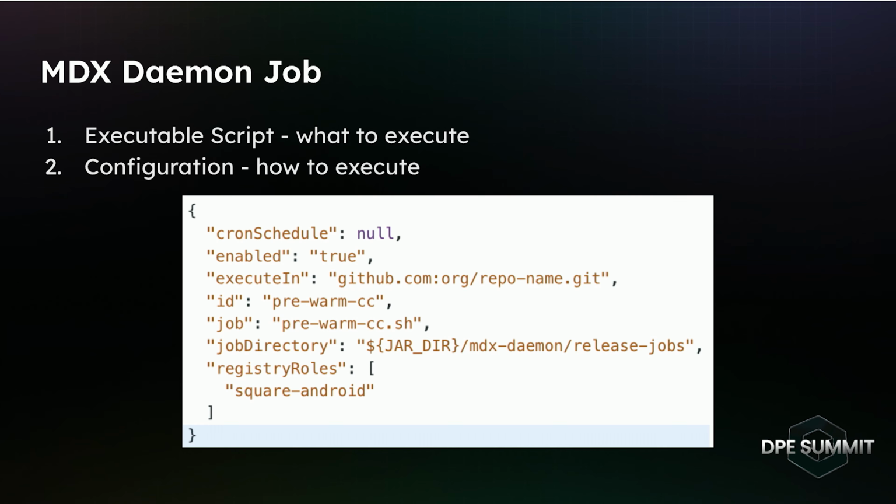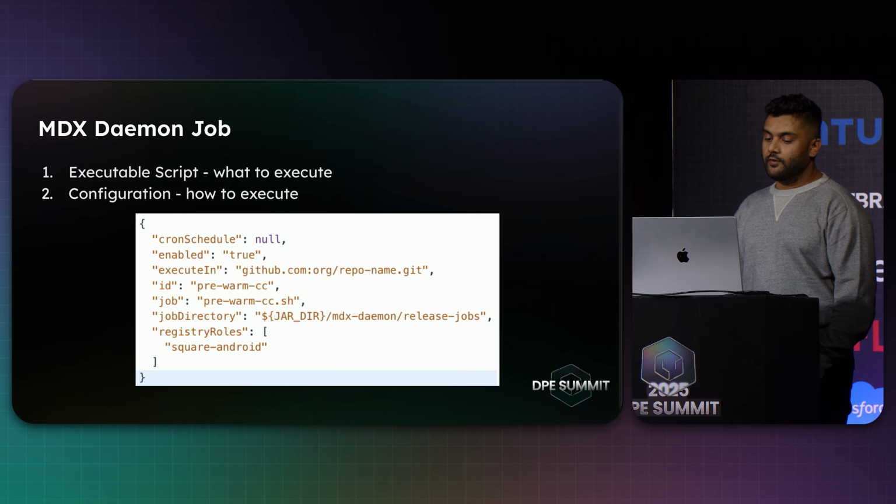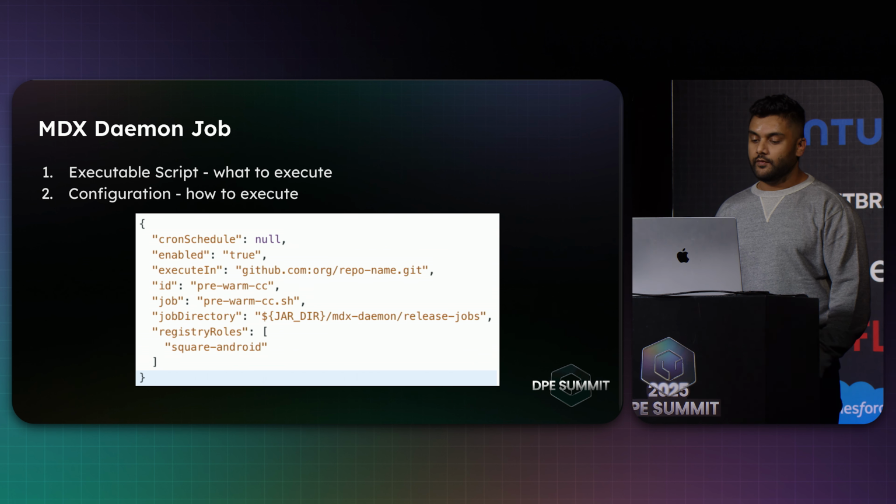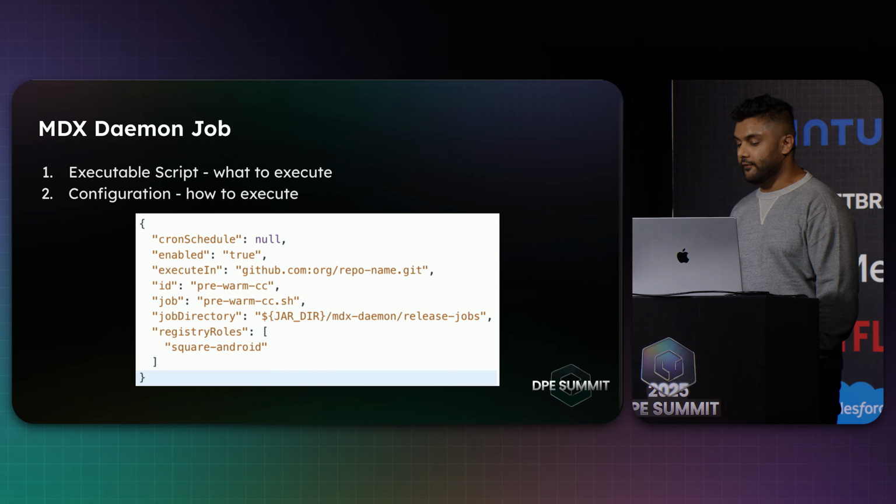Now let's understand what an MDX daemon job is. It is a repetitive, predefined task to be executed in the background on the developer's machine in a passive manner. A job consists of two parts. One, an executable script. This defines what to execute. It contains the actual commands required to accomplish a task. Second is a job configuration. This defines how to execute the job. Two key pieces of information the configuration contains are the name of the script that should be executed and the URL of the Git repo cloned on the developer machine that this script should be executed for.